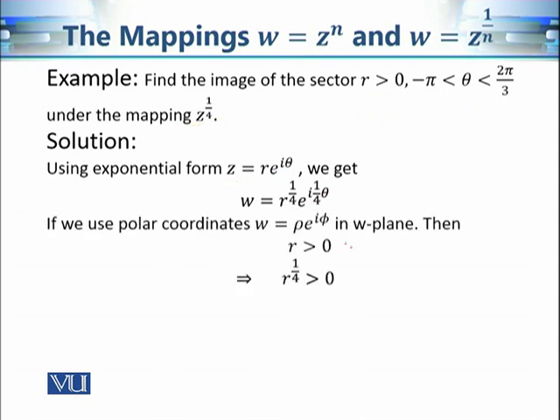Okay, and if we use polar coordinates, w is equal to rho e raised to power iota phi in the w plane, then we get the following condition. Okay, so since r is greater than 0, r raised to power 1 by 4 will also be greater than 0. And this implies, since rho is equal to r raised to power 1 by 4, that the image in the w plane of this region has rho greater than 0.